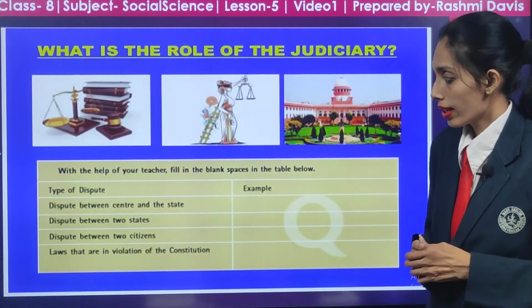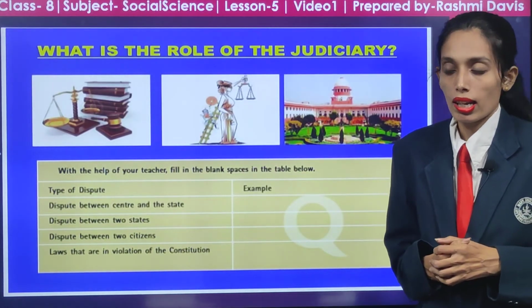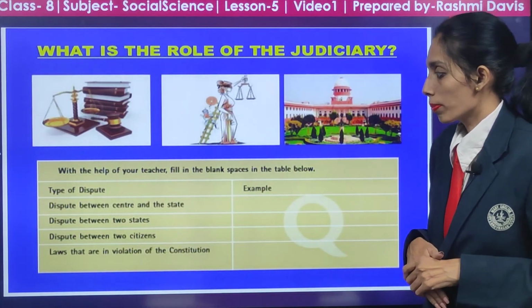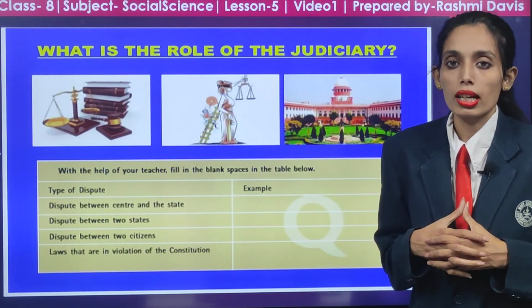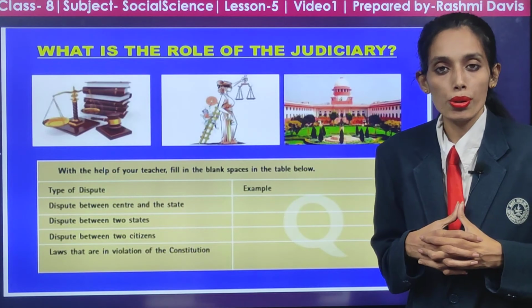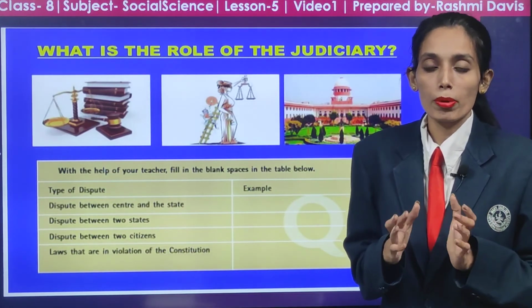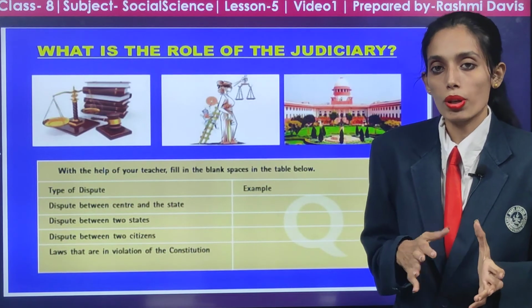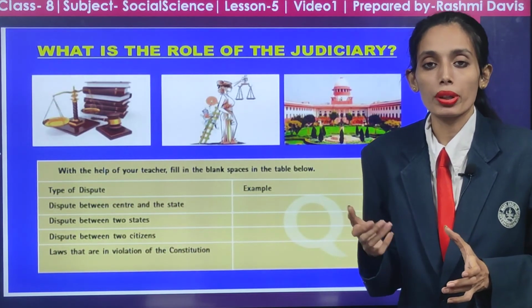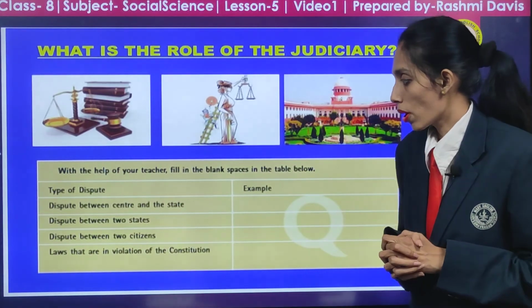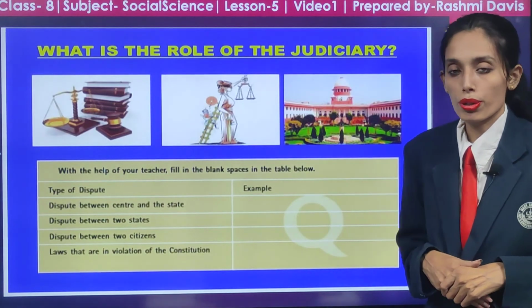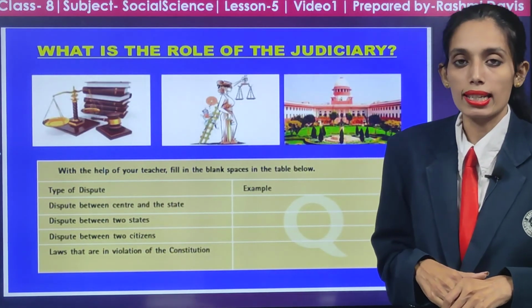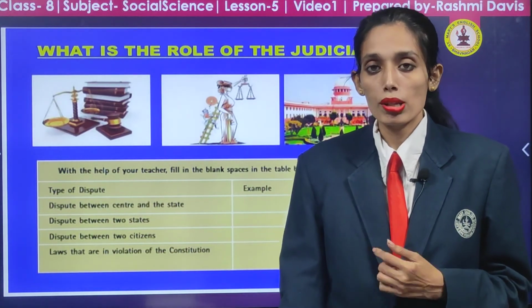So the first one is dispute between center and state. Any example we can put there, a dispute between two states. For example, if water is connected with two states, and one state is getting less water while the other state is getting more water, that issue can be solved. Dispute between two citizens, laws that are violating the constitution, any fundamental right which has been violated, that also can be solved. You can solve this table.